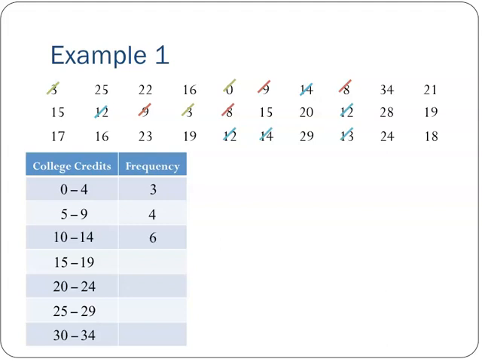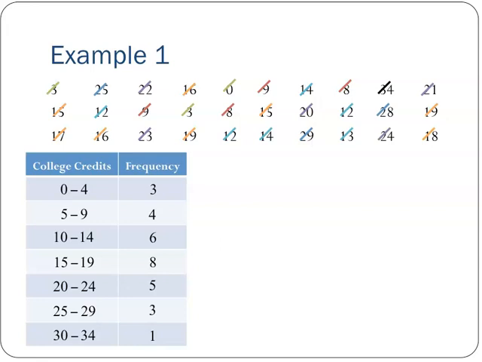Next, from 15 to 19, we have the 16, 19, 17, 16, 19, and 18. So that looks like that is 8 data points. Next, from 20 to 24, we have the 22, 21, we have 20, 23, and 24. So there are 5 data points there. 25 to 29, so we have the 25 here. We have the 28, we have the 29, so that's 3. And then 30 to 34, looks like we just have that 34 there, so just 1.